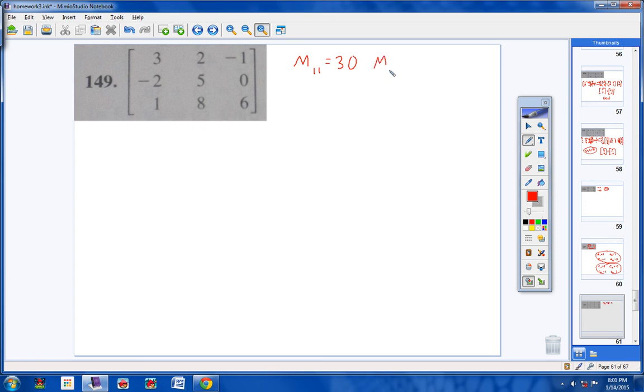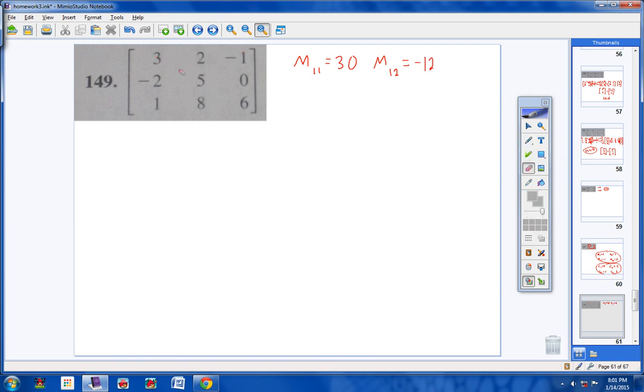Okay, let's go on to minor 12, alright? Row 1, column 2, this number here. Cross that off. So here's your 2 by 2 matrix. 1 times 0 is 0, which is 0. Negative 2 times 6 is negative 12. So your minor should be negative 12, alright?